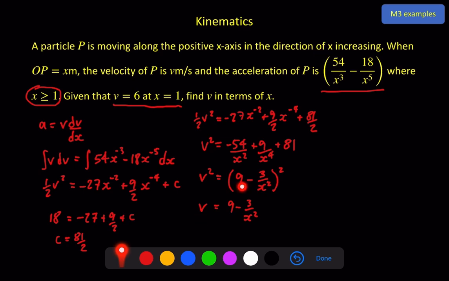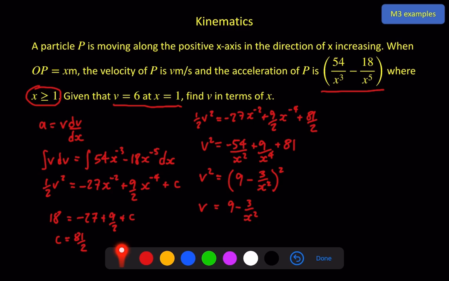So whichever way your expression here ends up, you need to end up with a 9 minus 3 over x squared here in order to be consistent with the direction they've given you in the question. So when you square root things at the end of these questions, just make sure you know if you've got the positive root, the negative, or both.